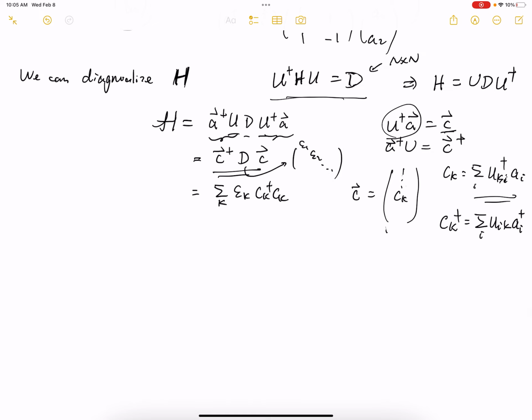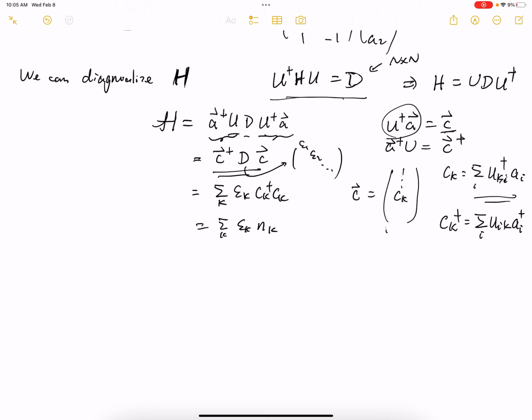Okay, so this is nice, right? This one is just the sum over K of epsilon K NK. And that's exactly what we're familiar with, right? We have basically NK particles in the eigenstate epsilon K. So in this case, it's a Hamiltonian whose energy spectrum we can easily solve because it's diagonalized.